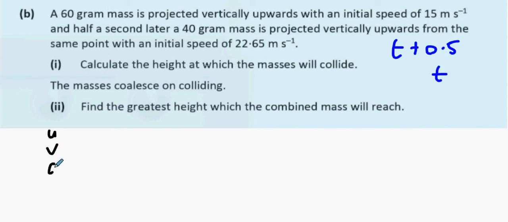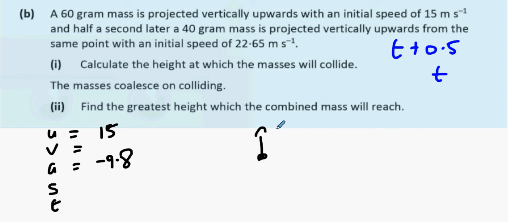V minus T. Vertically upwards at 15. Your acceleration is minus 9.8, because your bullet is being fired straight up into the air. Your S value, please remember that S is displacement, not distance covered.